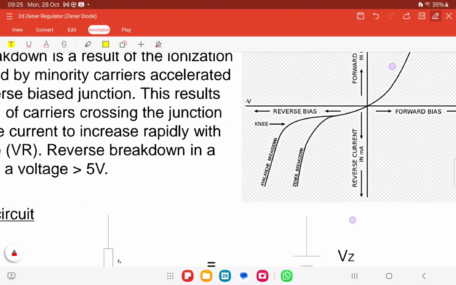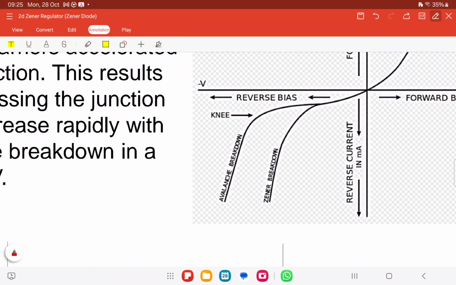Okay, avalanche breakdown kat sini. Okay, this is Zener breakdown. Yang awal Zener breakdown. Avalanche breakdown yang lagi belakang. Maksudnya when further decrease of the voltage, ni kan lagi negatif. Further decrease of the voltage, dia akan occur avalanche breakdown.